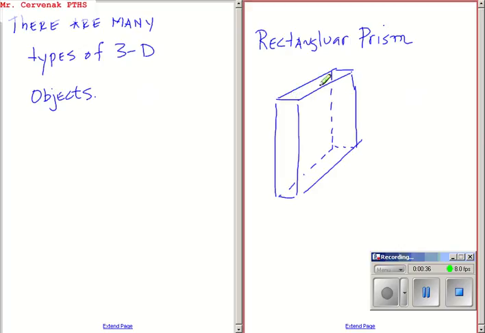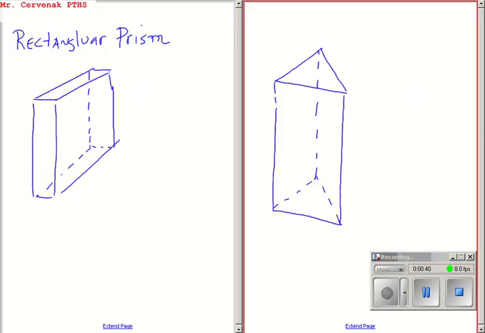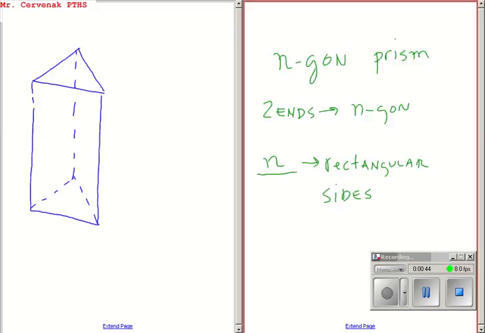For example, a rectangular prism is an object we will study quite a bit. In addition, we can have triangular prisms or an n-gon prism. Every n-gon prism or polygon prism has two ends. Each one of those ends is an n-gon, and each has n rectangular sides.